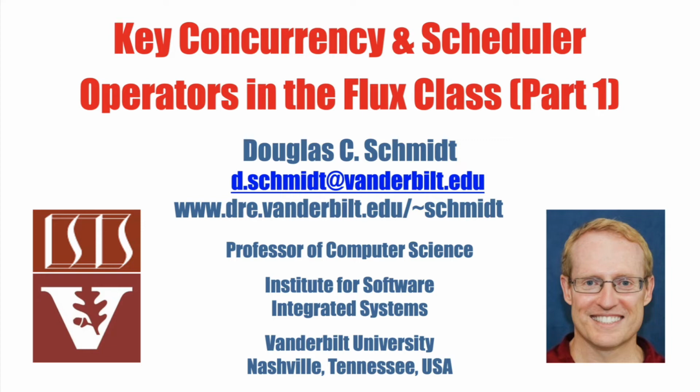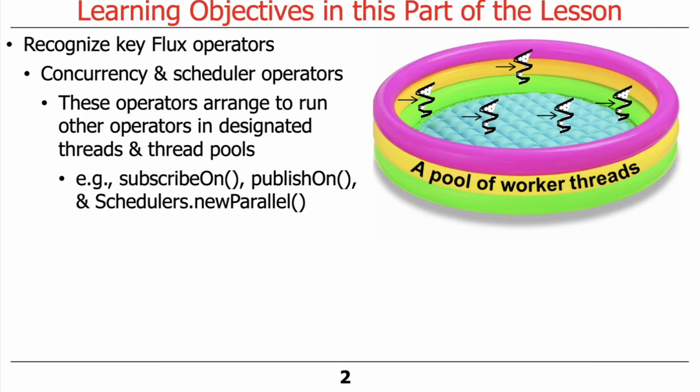So now that you've learned about some of the basic operators in the Flux class from Project Reactor, let's turn our attention to some other operators that are used to get these things to run asynchronously or concurrently or in parallel, whatever you want to call it, which is really the purpose of all this stuff, to get things to be asynchronous. And to do that, we're going to talk about some methods called subscribeOn, publishOn, and Schedulers.newParallel.